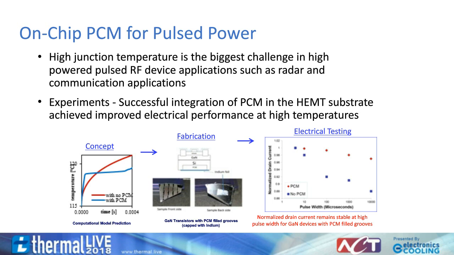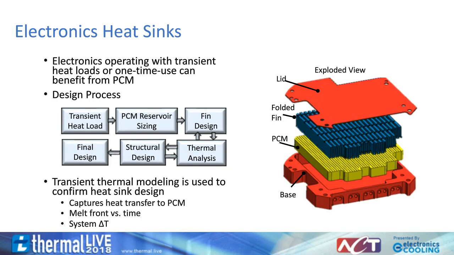Our second application is heat sinks for electronics thermal management. An exploded view of these types of heat sinks is seen on the right. The red metal parts encompass the enclosure in which the PCM and folded fin assembly are located. The design process block diagrams detail the key individual steps. First, the transient heat load power plus time is established. This determines the required PCM reservoir sizing.